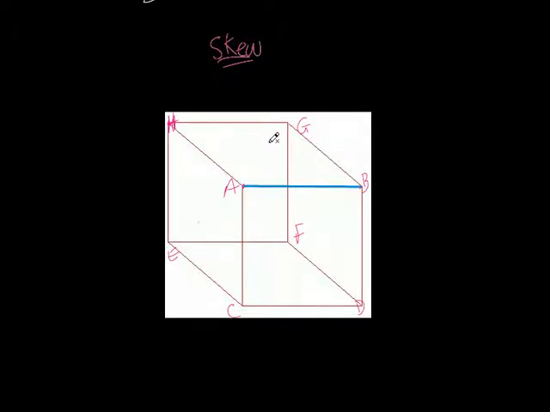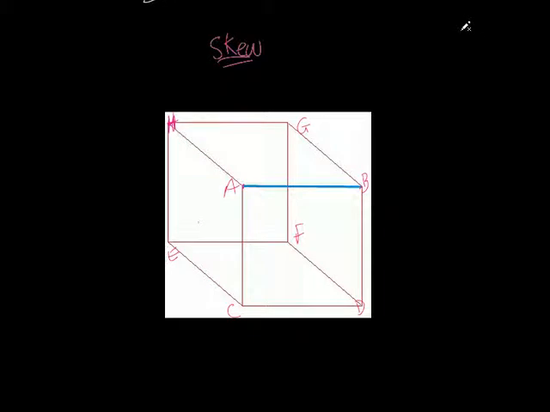Because look at AB. It lies in this top plane and this front face, doesn't it? HE lies where? On this side one, right? This back one right here and this side one right here. So they don't have anything in common. So yeah, they could be skew.